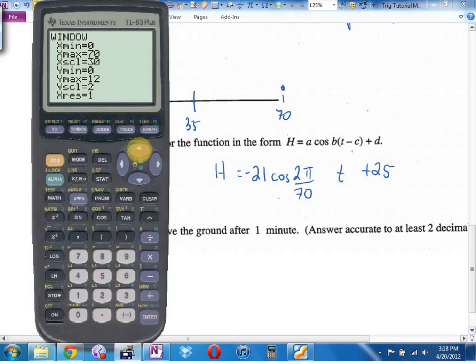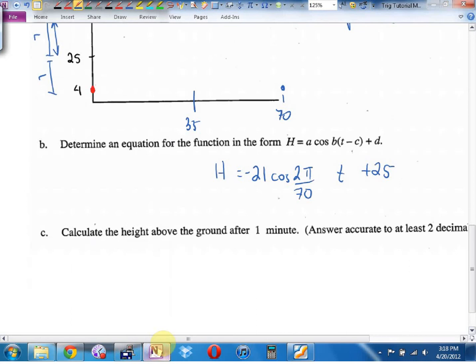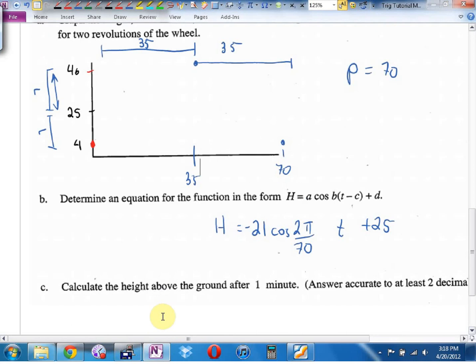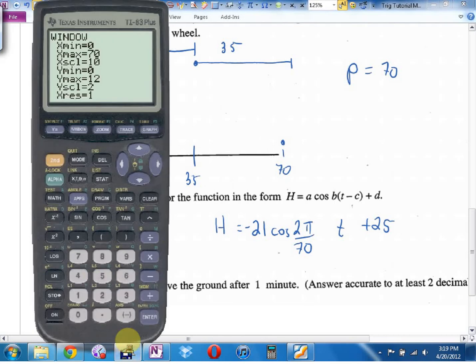Good scale. 10. Why min? I like to see the ground. What did we say? What's the highest we get? 46? What's a nice round number bigger than 46 that would be nice to graph? I'd go with 50. Scale. How about 10 again?